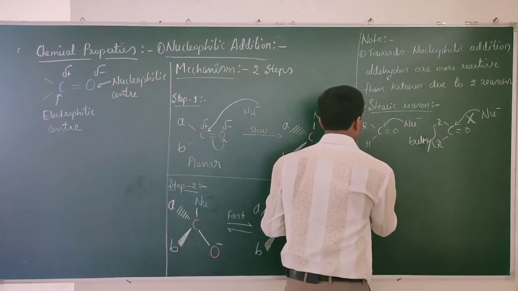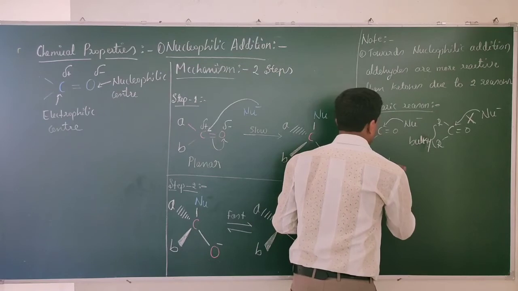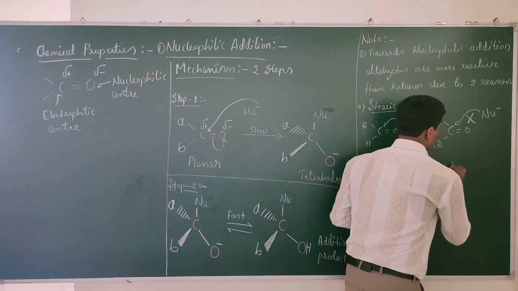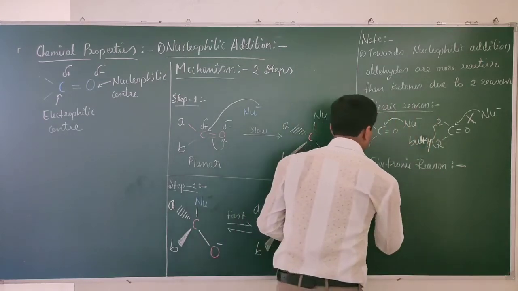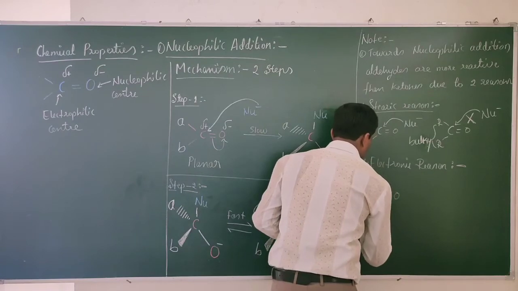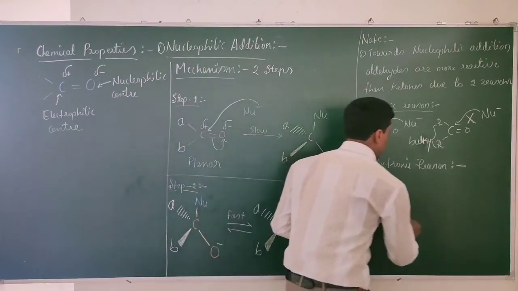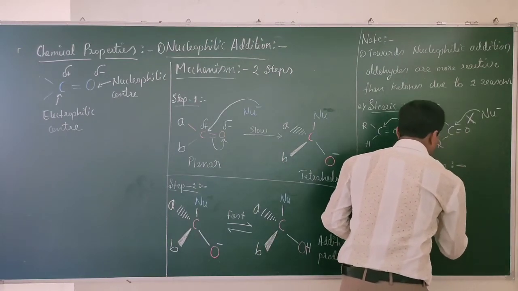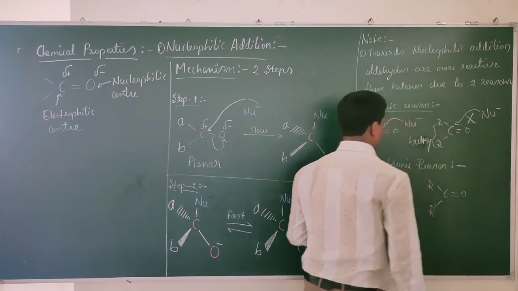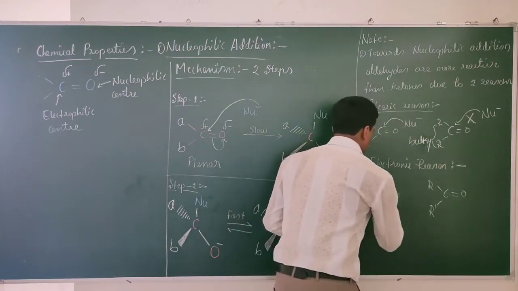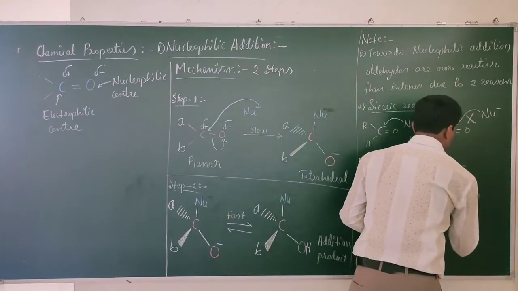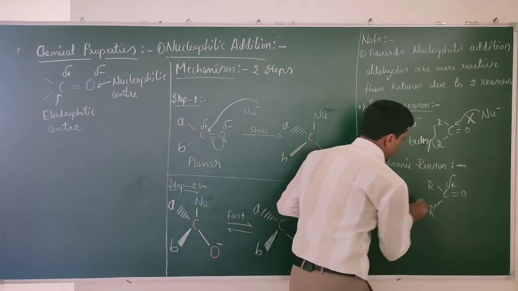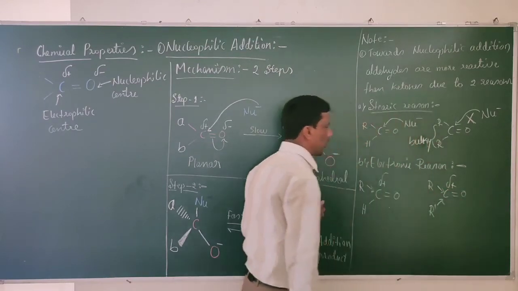Now what is the second reason? Electronic reason. In aldehydes and in ketones, you all know that the carbonyl carbon is possessing partial positive charge. You all know that an alkyl group releases electrons towards the carbon. Here also two alkyl groups release electrons towards the carbon.